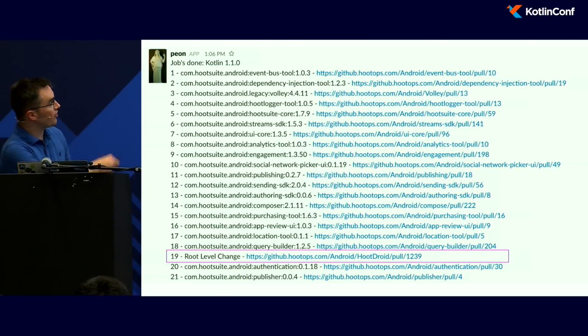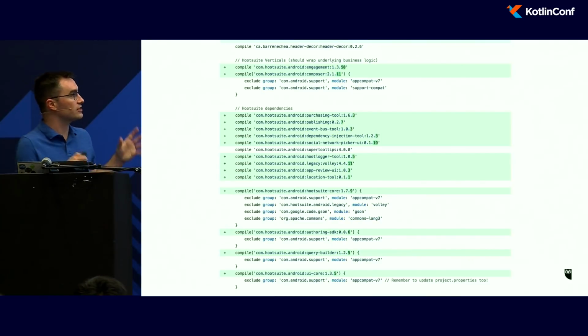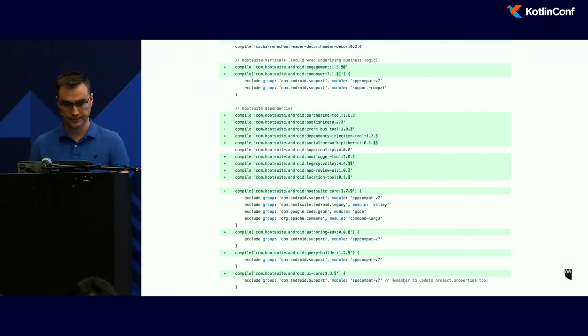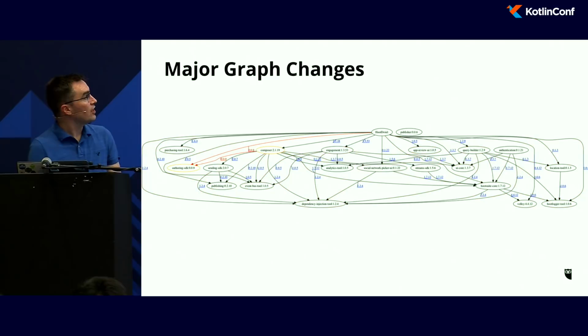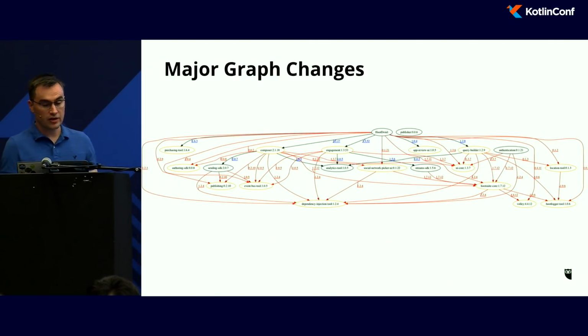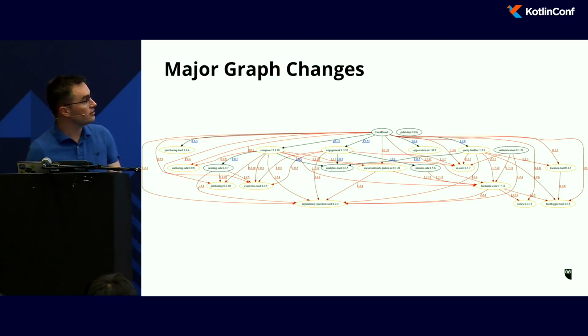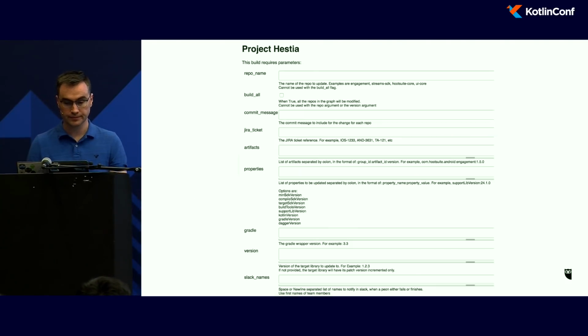At the end, with all the libraries updated, this change to our Hootdroid, our main application, contains all the changes cascaded up through the graph as the libraries were bumped to Kotlin 1.1 and had their own version bumped. So, having a major change like Kotlin, you can cascade it through the entire graph in one go.